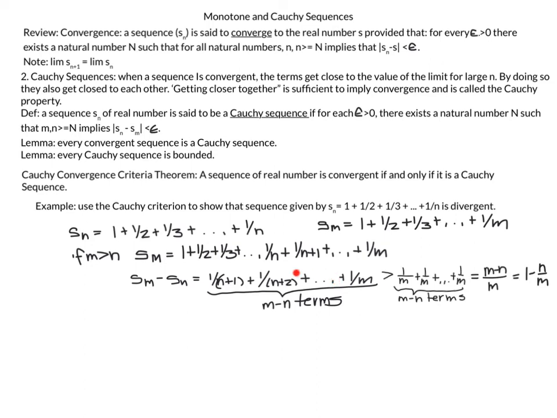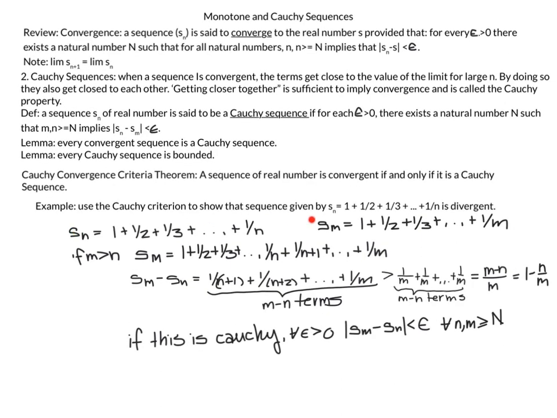And now because all of these terms are greater than or equal to 1 over m, this whole sum is greater than 1 over m added m minus n times. So this here is greater than or equal to m minus n over m, which is equal to 1 minus n over m.